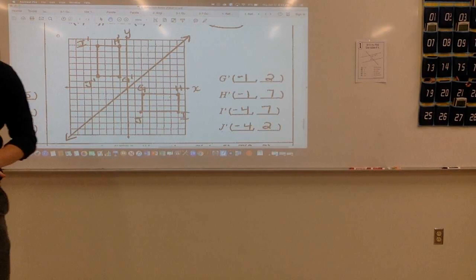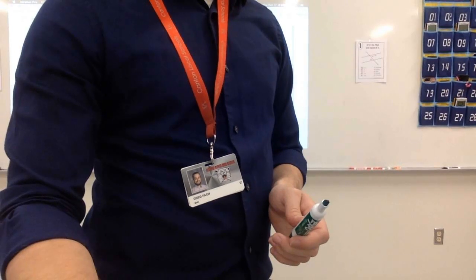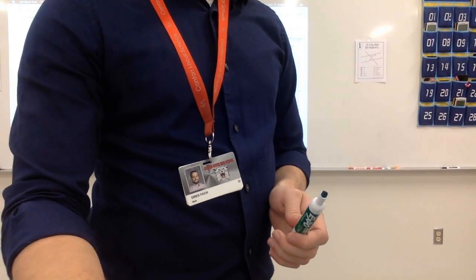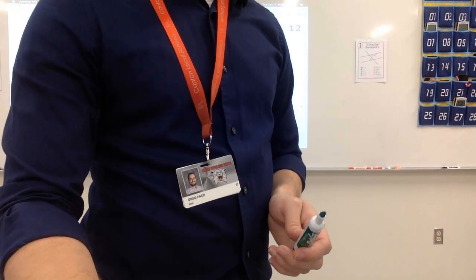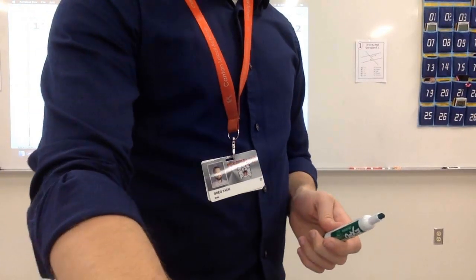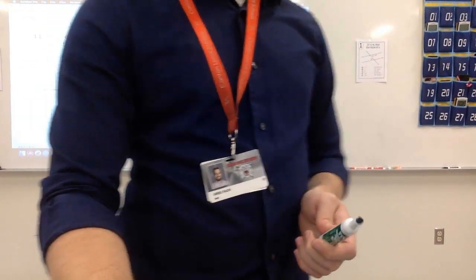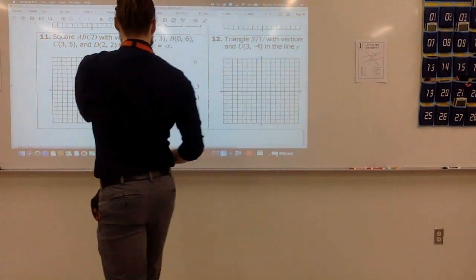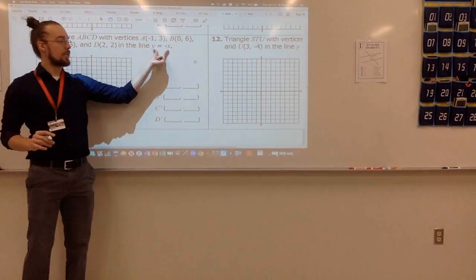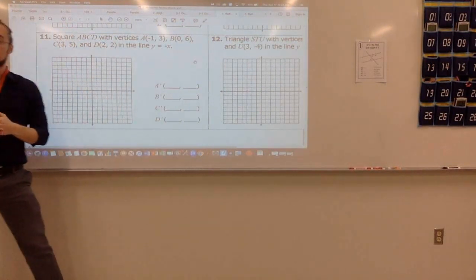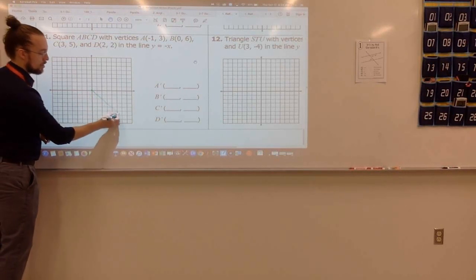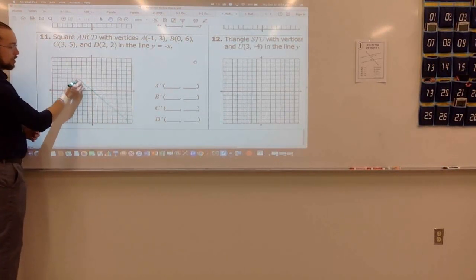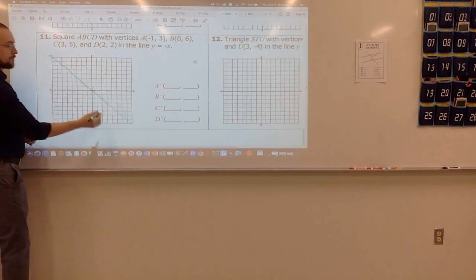We okay with these? So then the last two on here ask us to do the line y equals negative x. What does the line y equals negative x look like? Same thing, just negative. Yeah, so this is a line with a y-intercept of 0 and a slope of negative 1. Right? So it's just going to be this line right here.